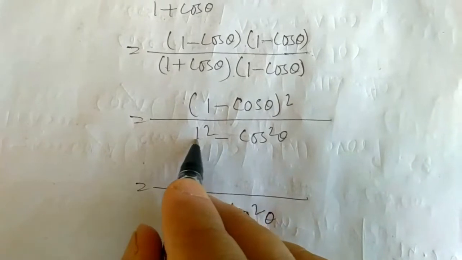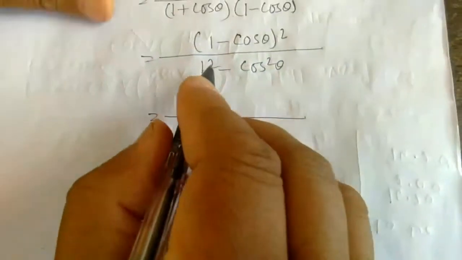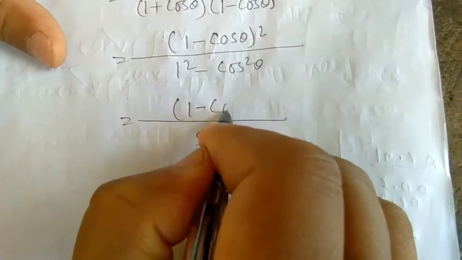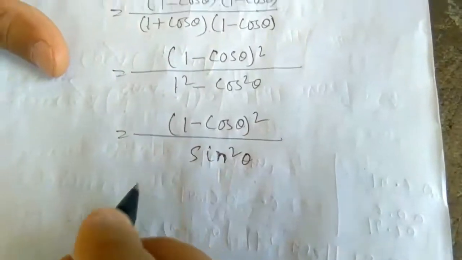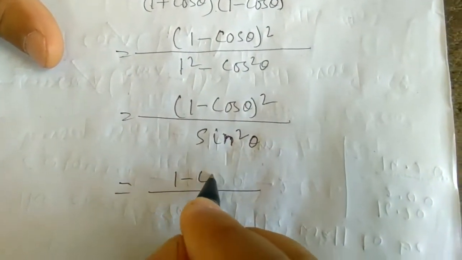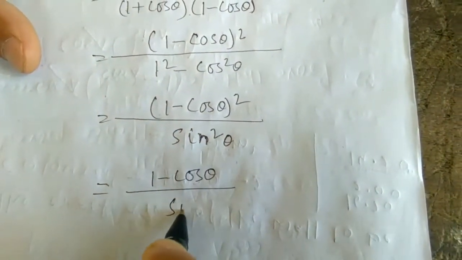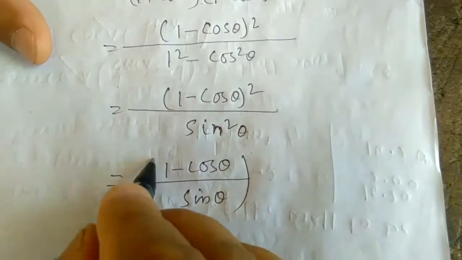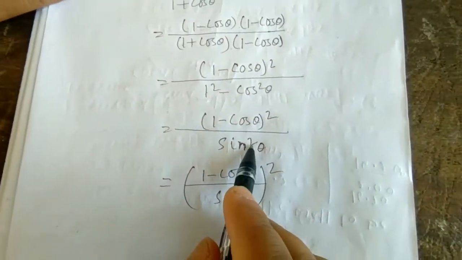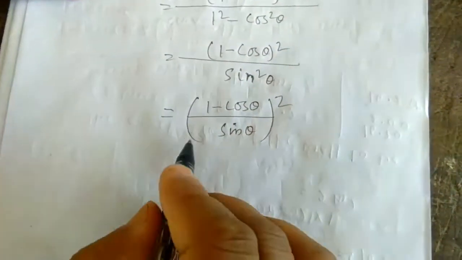1 minus cos square theta equal to sin square theta. Formula is there. 1 means 1, and this will remain as it is, 1 minus cos theta whole square. Okay, now see, 1 minus cos theta, this is square and here is also square, so we can write this one in this way also, whole square. In this also we can write. Okay, because here is also square, here is also square. So 1 minus cos theta by 1 by sin theta whole square.